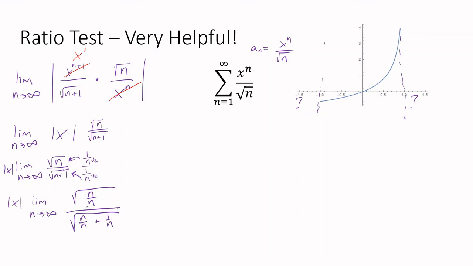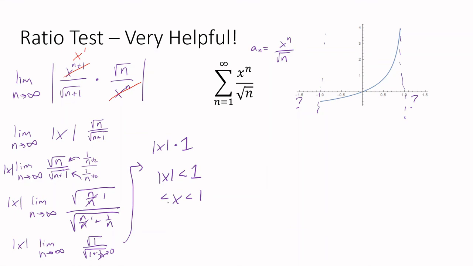Okay, these do some nice cancellation. 1, 1. So this would be the limit as n goes to infinity of the square root of 1 over the square root of 1 plus 1 over n. Okay, I let n go to infinity. This goes to 0, and that'll give me x times square root of 1 over square root of 1 is 1, so that limit's just 1. And so my answer is that the absolute value of x is less than 1. So then my interval would be negative 1 to 1, and my radius would be 1, which checks out.